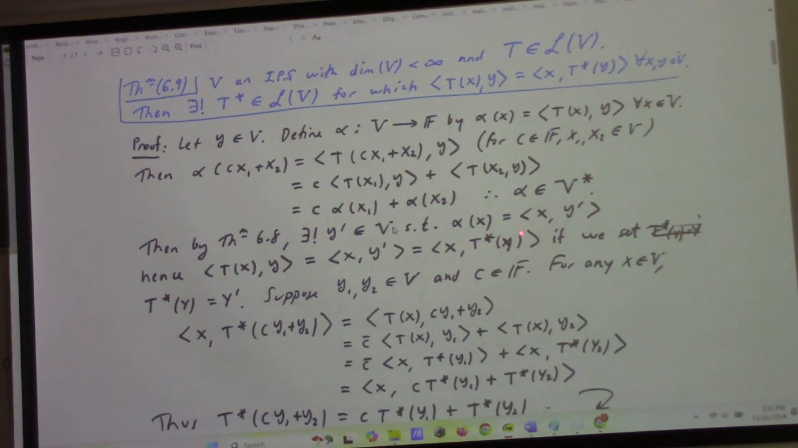That's great, but is it linear? Well, linearity is given by this calculation down here. If we have y1 and y2 in the vector space and c a constant, then for any x in V, we can do this calculation. Basically, the game that's played here is we use the defining characteristic of the adjoint to move the star back to the first thing.